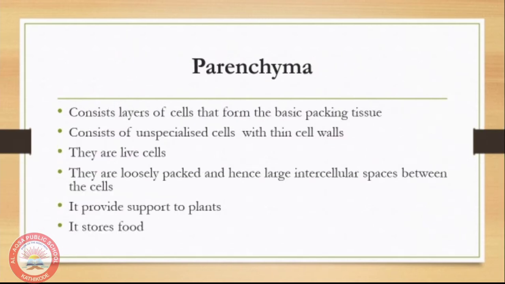Parenchyma tissue forms the basic packing tissue, which means that it fills the spaces between other tissues. The cells in parenchyma tissue are unspecialized and they have thin cell walls. They are live cells, they are loosely packed, and hence they have large intercellular spaces between the cells. It provides support to the plants and it also helps in storing food.